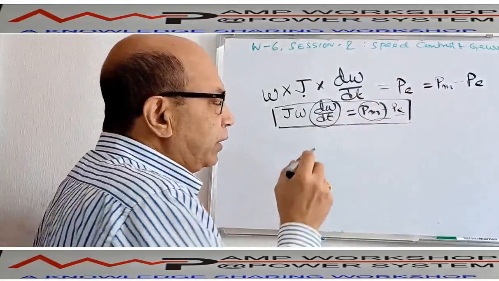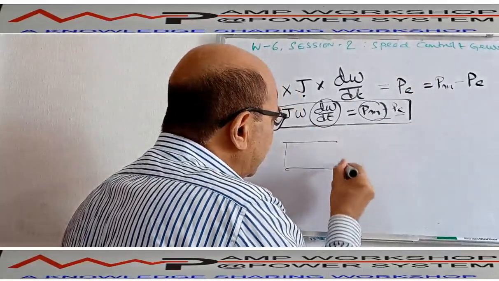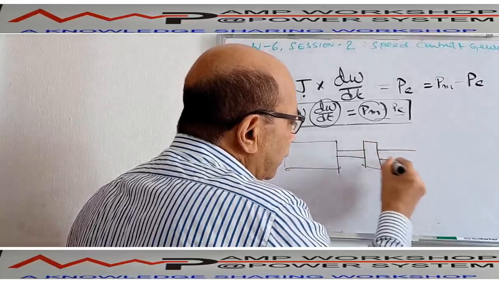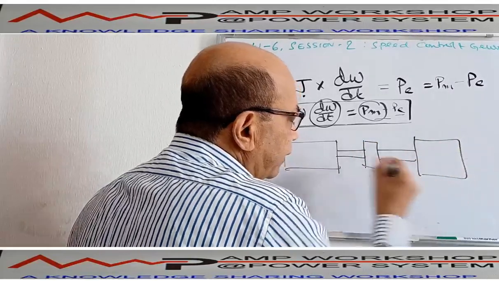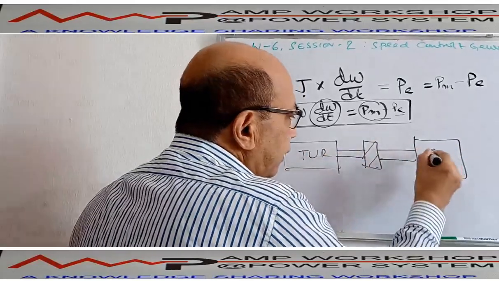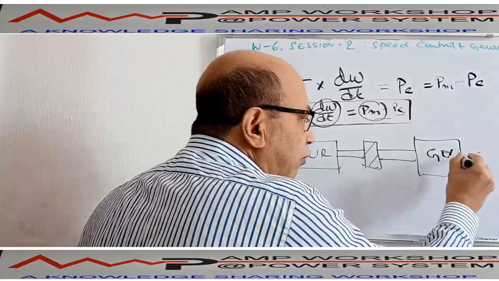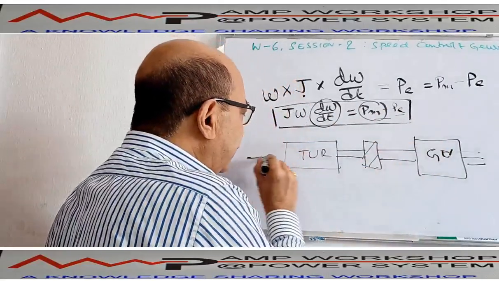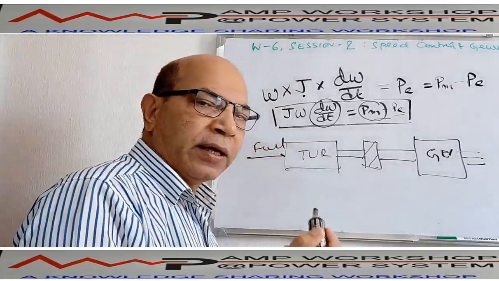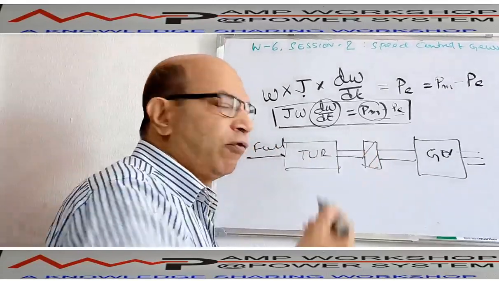Suppose this is a turbine, coupled with an alternator, a generator. This is the system: here is a coupler, this is the turbine and this is the generator. It is rotating and giving the output, and the turbine is getting input from the fuel. The fuel could be diesel, gas, or steam, any type of fuel.